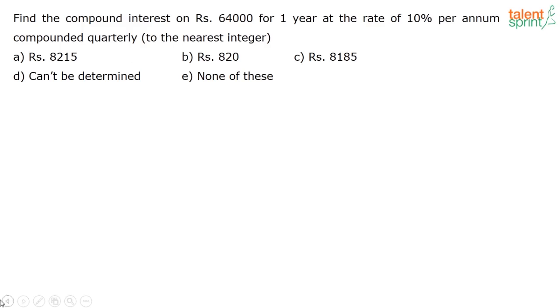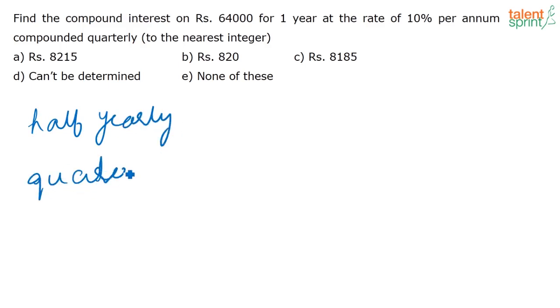Let's move on to the next question. This question is on quarterly installments. Find the compound interest on rupees 64,000 for 1 year at the rate of 10% per annum compounded quarterly. The next thing we need to know in compound interest is how to calculate compound interest for half yearly and quarterly. First let's discuss the formula so that solving this question becomes easy.